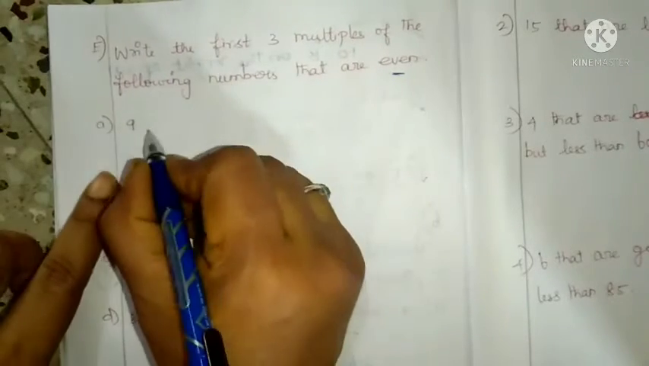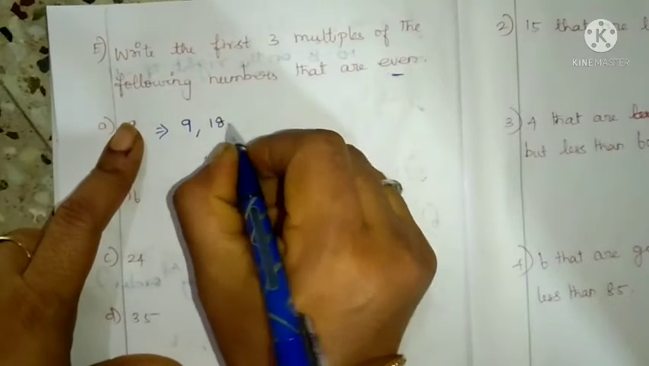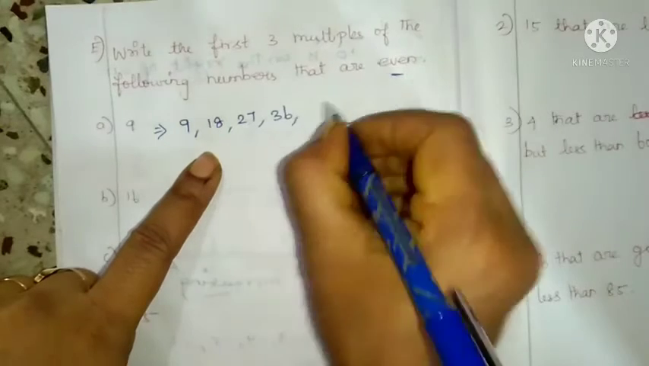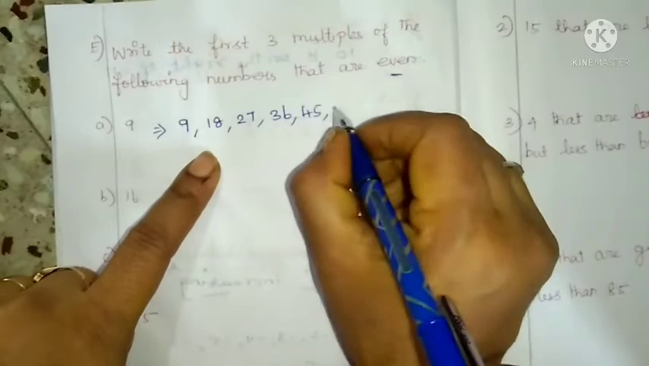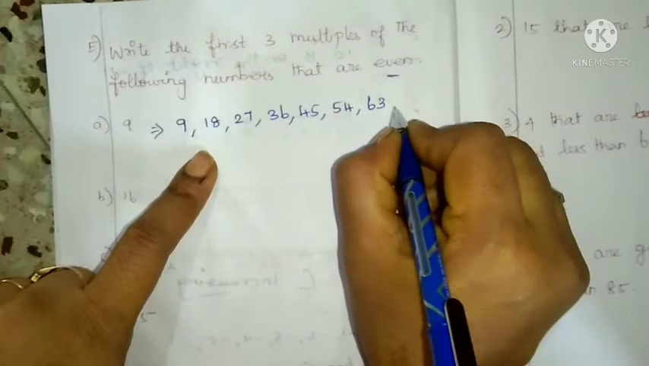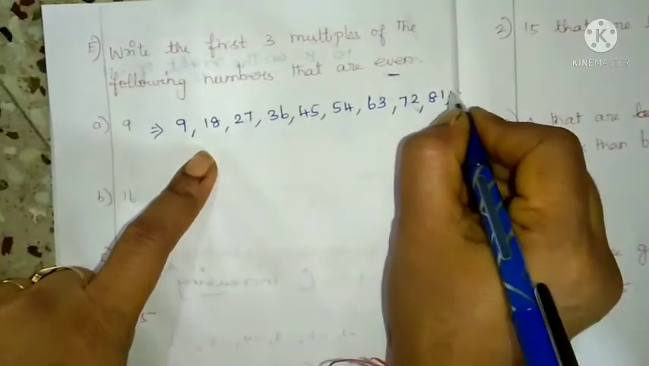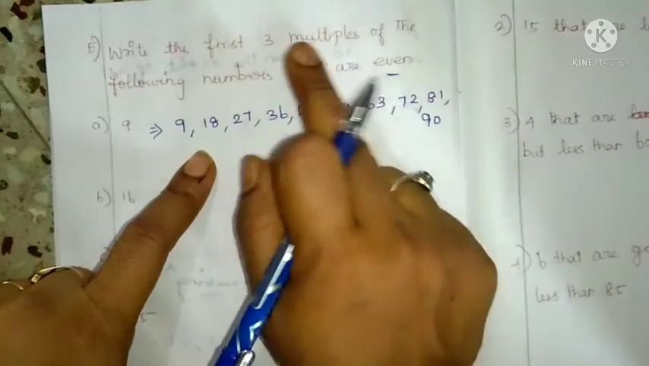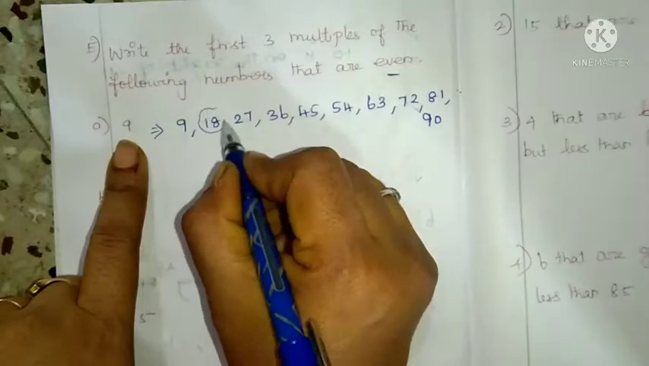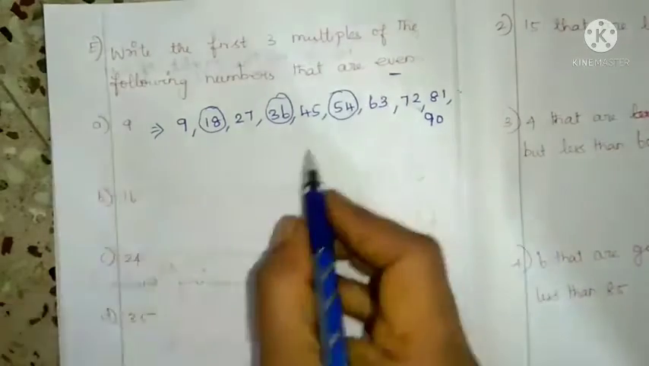So first you write the multiples of 9. What is the multiples of 9? 9 table we should write. 9 ones are 9, 9 twos are 18, 9 threes are 27, 9 fours are 36, 9 fives are 45, 9 sixes are 54, 9 sevens are 63, 9 eights are 72, 9 nines are 81, 9 tens are 90. But they said to pick 3 even numbers. So ending with 8, ending with 6, ending with... it's an even number.